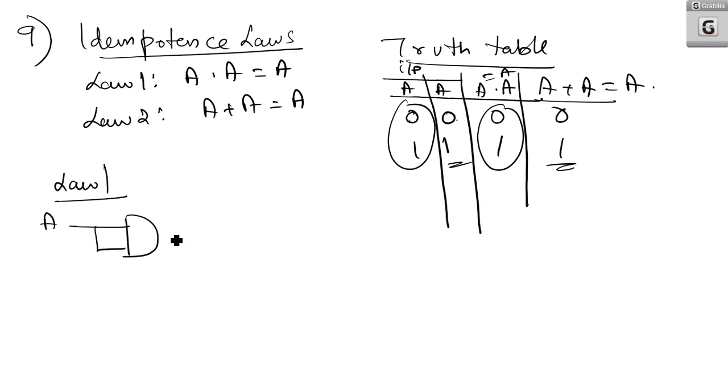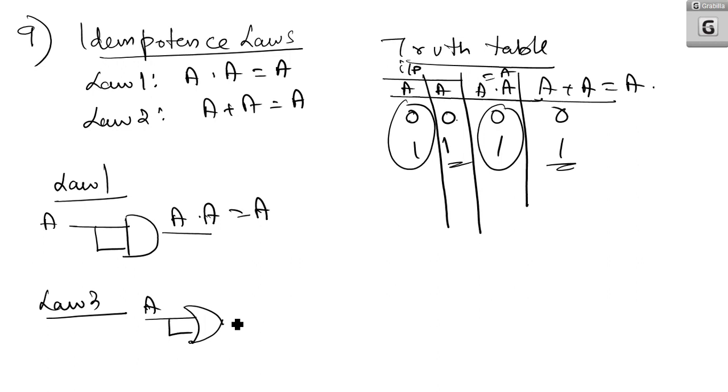Okay. Here what do we get? A dot A. A dot A is same as A itself. Now similarly, what will we get? Law 2. What is A or A? I should give A as input to both inputs. So what will you get? You will get A or A. That is same as A.